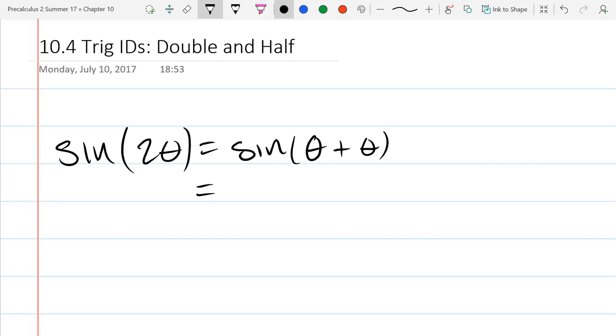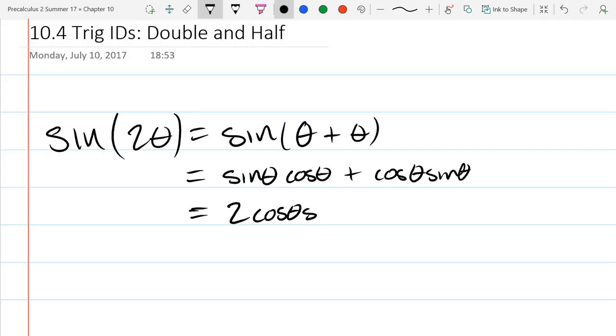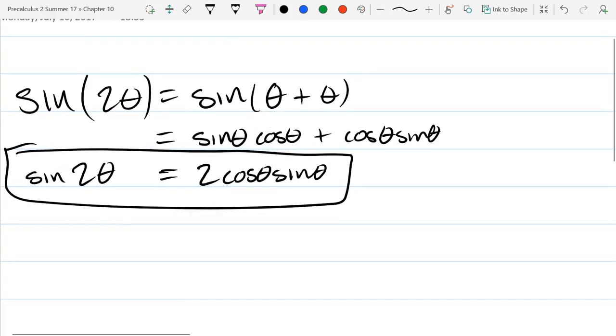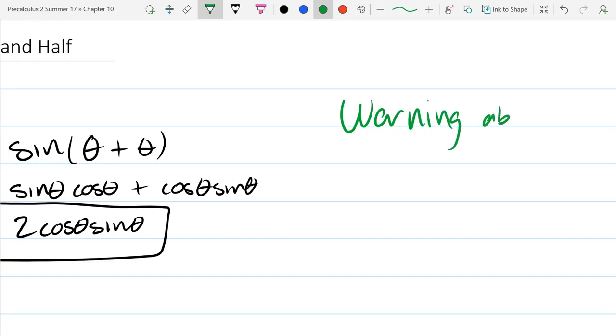We have our sum formula for sine of an angle plus another angle, and this goes sine theta cos theta plus cos theta sine theta, and they're both the same, so there's two of them. Now I'm not going to leave these parentheses in, but now's a good time to warn you about notation.